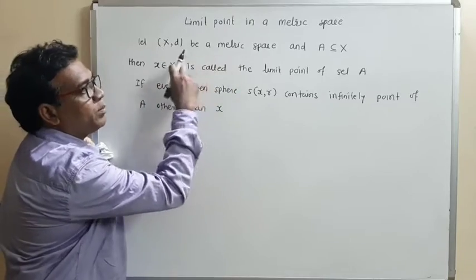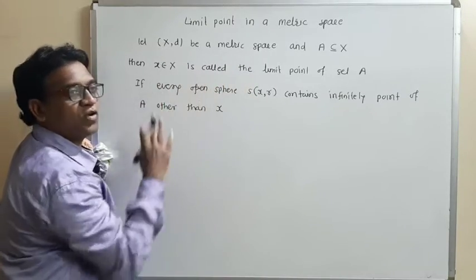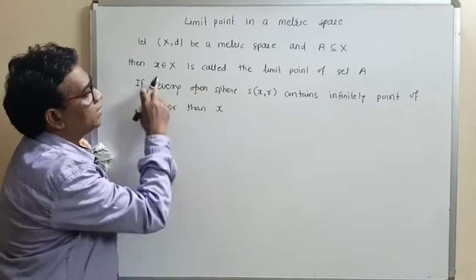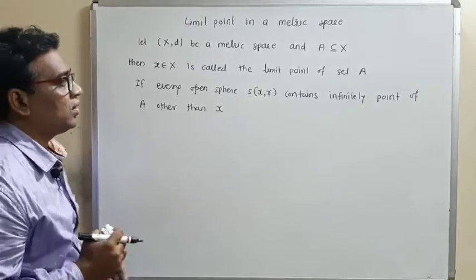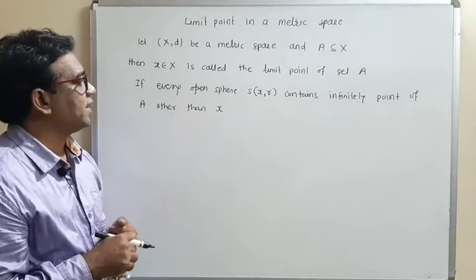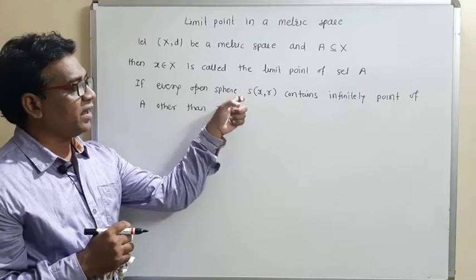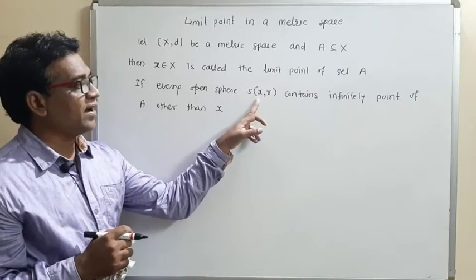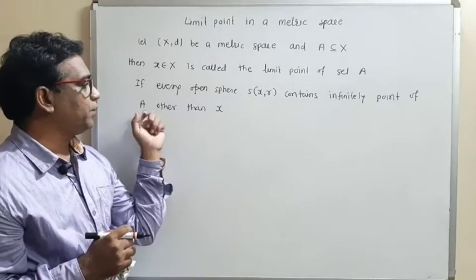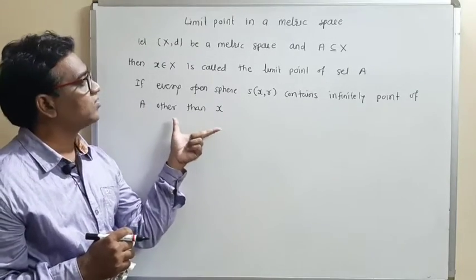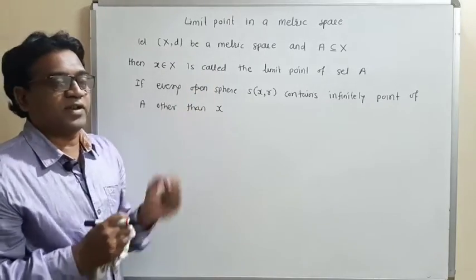Let (X, d) be a metric space and A a subset of X. Then x belongs to X is called the limit point of set A if every open sphere S with center at x and radius r contains infinitely many points of A other than x, then this x is called the limit point of set A.